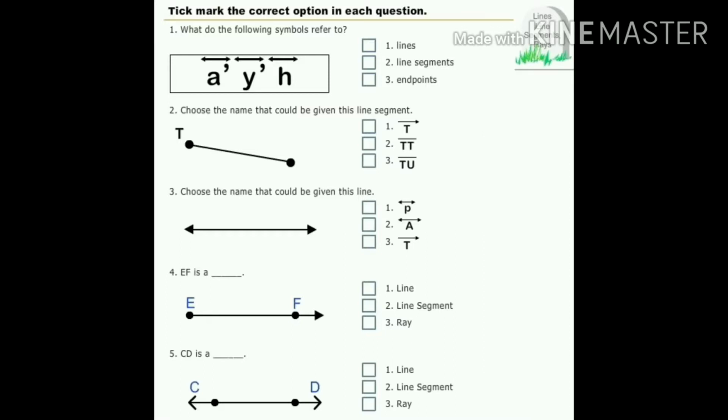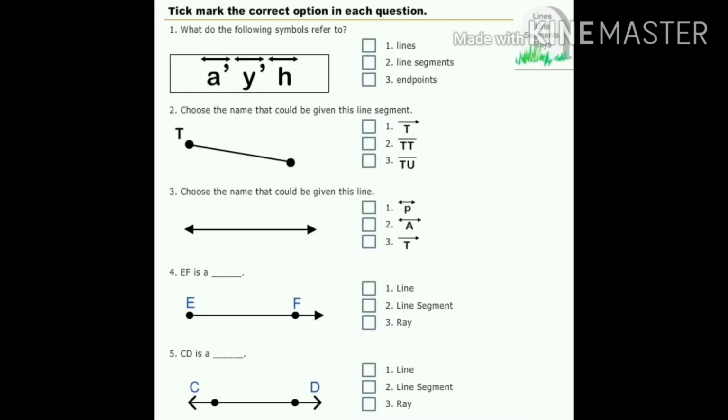In the first question, a line is there with arrows on both sides. It is the symbol of a line, so the answer for this question is line. In the second question, a line is there with two endpoints. It is the symbol of a line segment. So we call it TT, a line segment. So the second option is correct here.